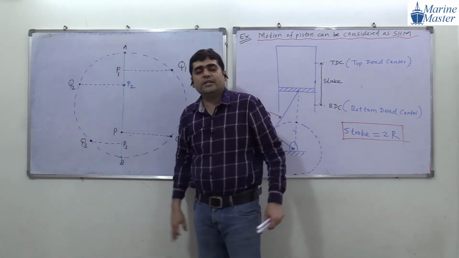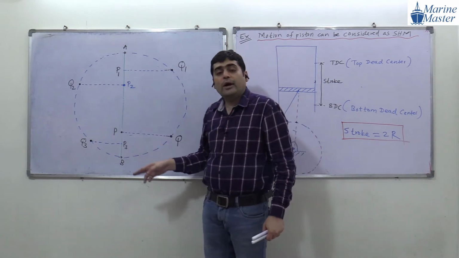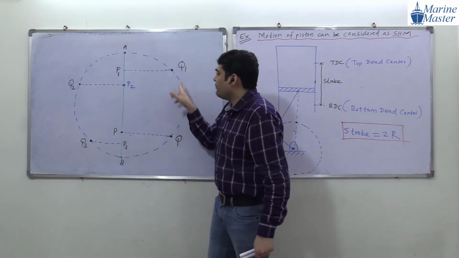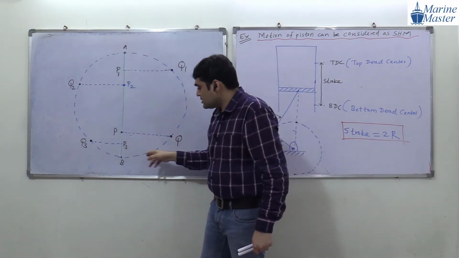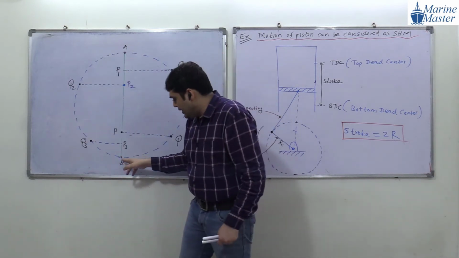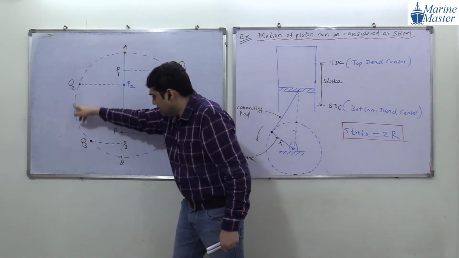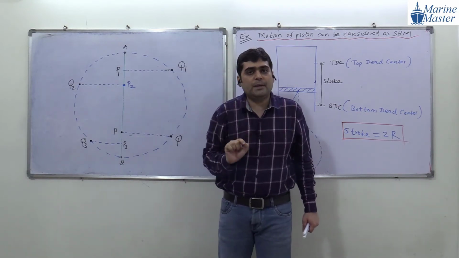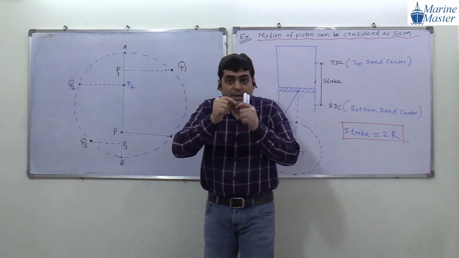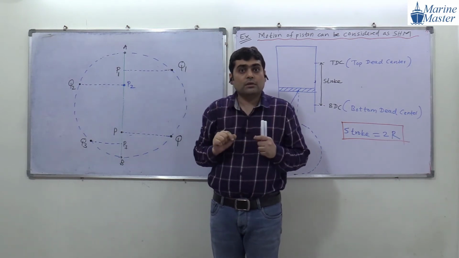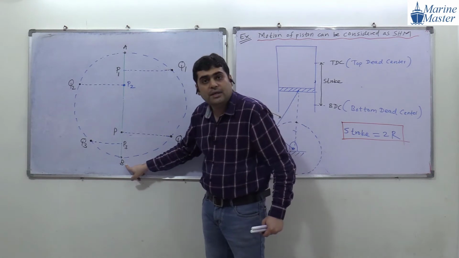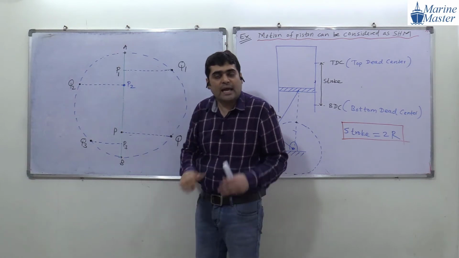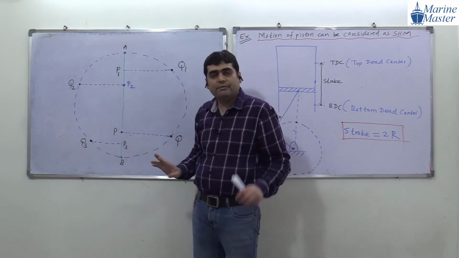what is this point P doing? When point Q completes one circle, what happens with point P? Point P will do one reciprocating motion. Means point P starts from point B, goes to the point A and again comes back to the point B. That's what happens with point P. Everyone getting my point?